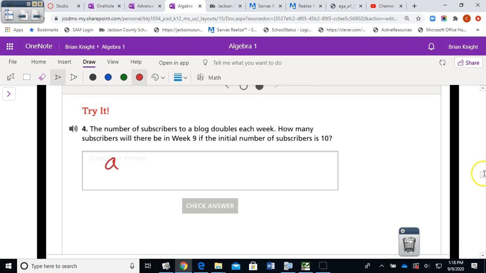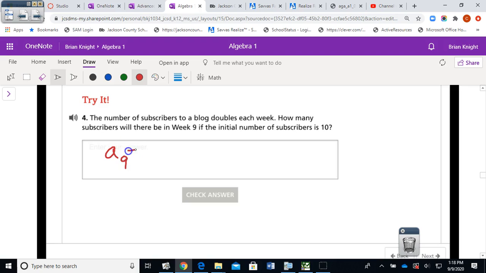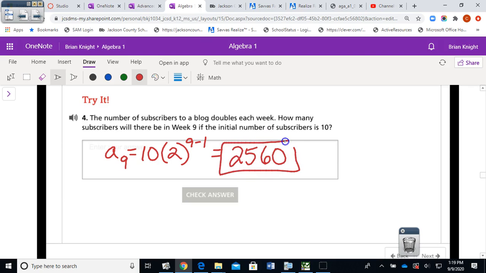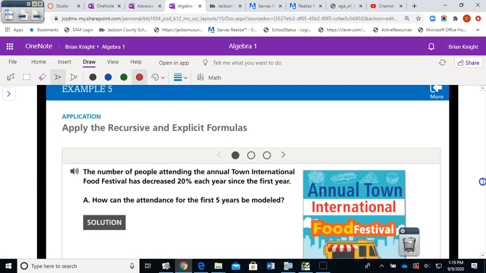The 9th. So a sub 9 will equal the first term, the initial number, 10, times 2, since we're doubling still, to the 9 minus 1 power. So what is 10 times 2 to the 8th power? 2,560. 2,560 blog subscribers. That was not bad after starting out with just 10. And that's how many weeks? 9. That's a little over 2 months. Not bad.